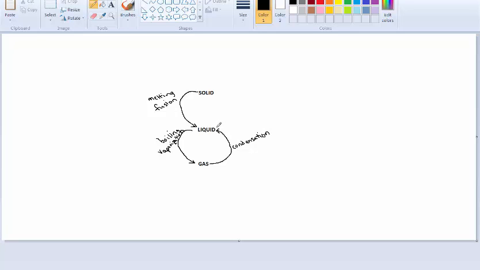Or we can go from a liquid to a solid, and the vocabulary word for going from a liquid to a solid is the word crystallization. Or the word that we use for crystallization is the word freezing.